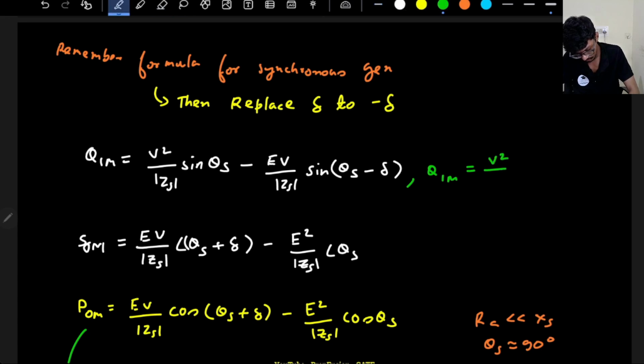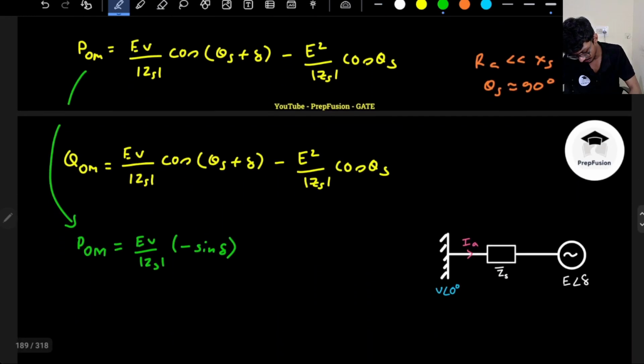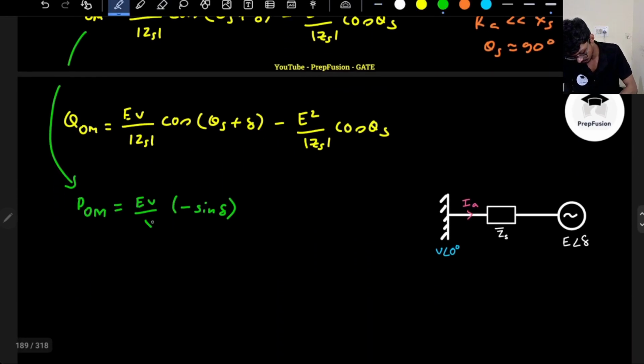by Zs. So theta is 90. So this will be V square by Zs, and if theta is 90, sin 90 minus theta is cos theta. So it will be minus EV, and this will not be Zs anymore, it will be Xs, right? Xs cos theta. Sin 90 minus theta is cos delta. So this will be Xs only.